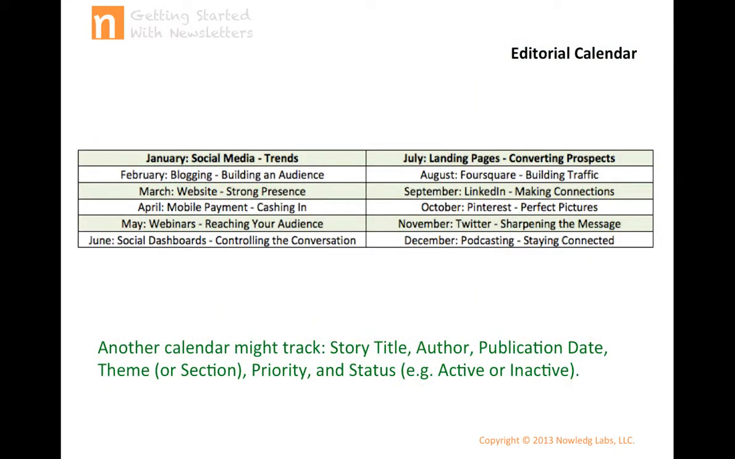Let's talk about putting together a simple editorial calendar. This example just tracks the publication themes from month to month. But you might have an editorial calendar that might track things like story title, author, publication date, theme, priority. What's the status? Is it already written or is it a draft? Those are the kinds of things you might want to include in an editorial calendar.